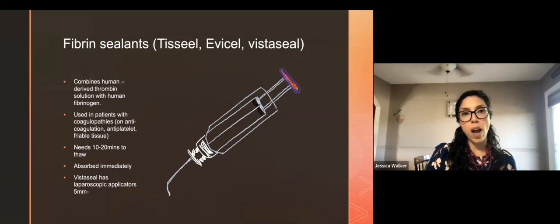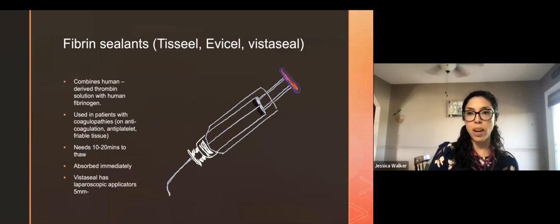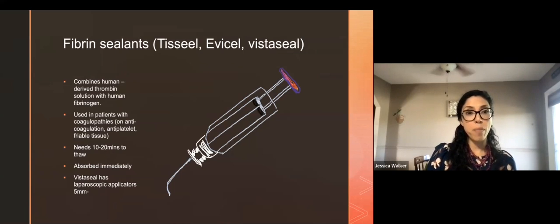Then you have the fibrin sealants. Again, depending where you go, they have different names, different brand names. Evicel, Evarrest, and Vistaseal. Our hospital carries Vistaseal. It combines human-derived thrombin with human fibrinogen, ideal for patients with coagulopathies.